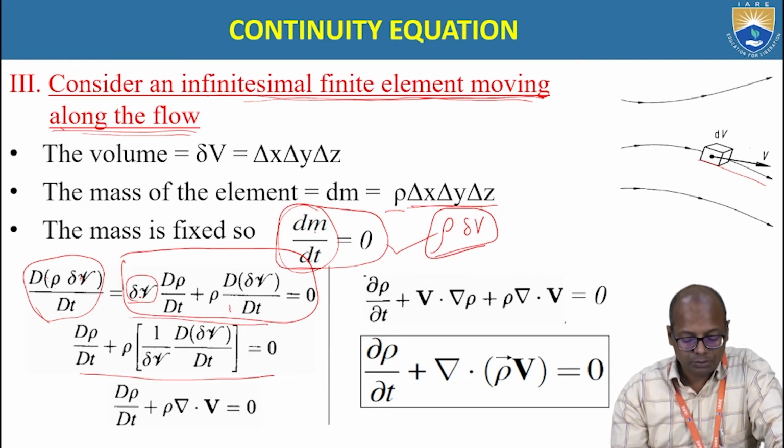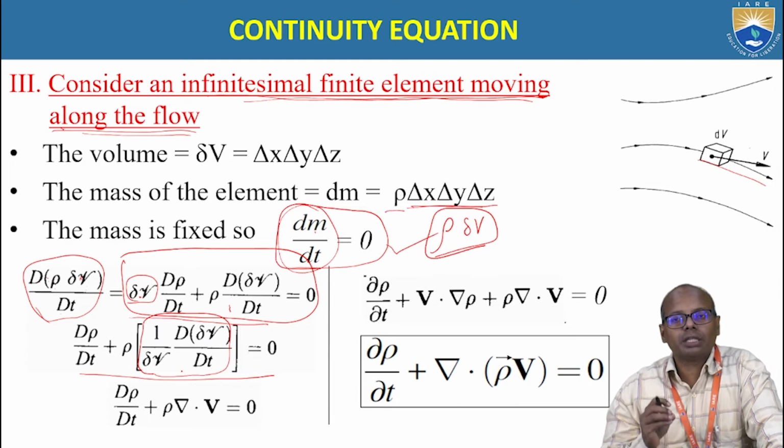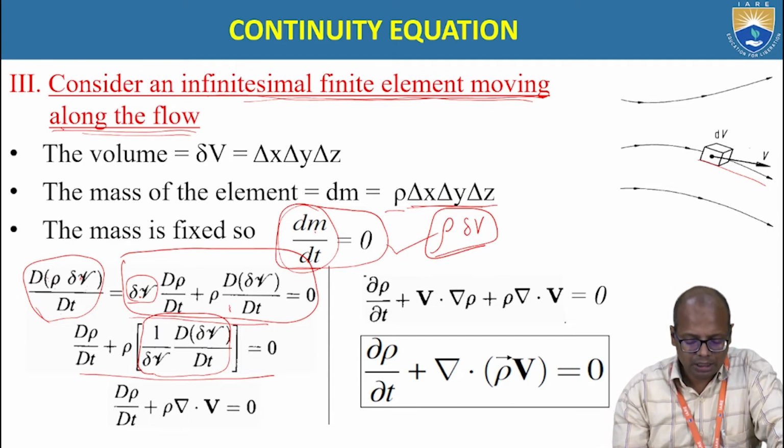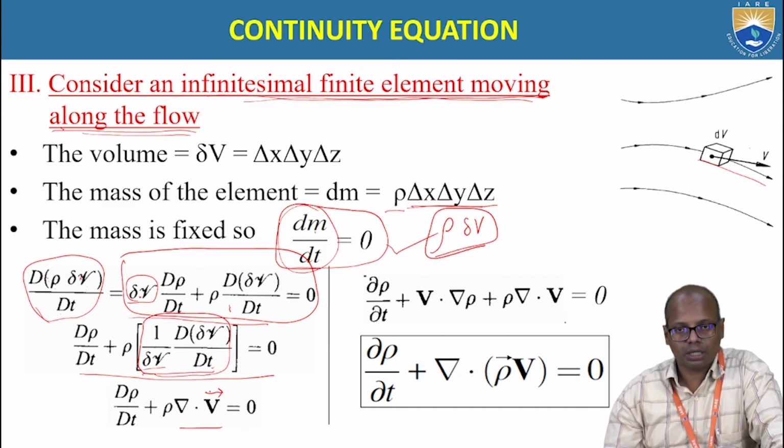Now we have seen what this term is while discussing the physical meaning of divergence. What is the physical meaning of divergence here? The physical meaning of divergence is the rate of change of volume per unit volume. So this term can be replaced by the physical meaning of divergence. So d rho by dt plus rho into del dot v bar. So this is what we got.